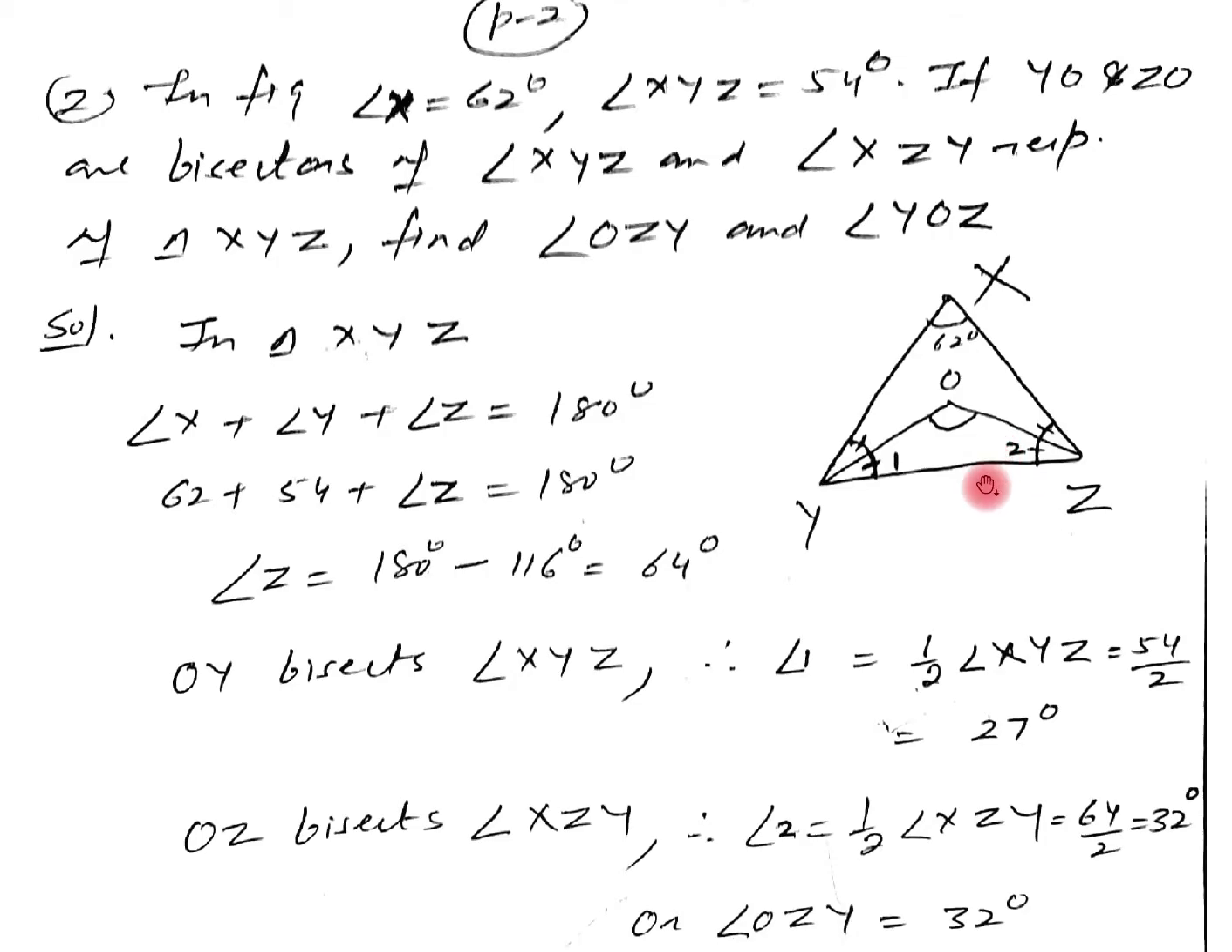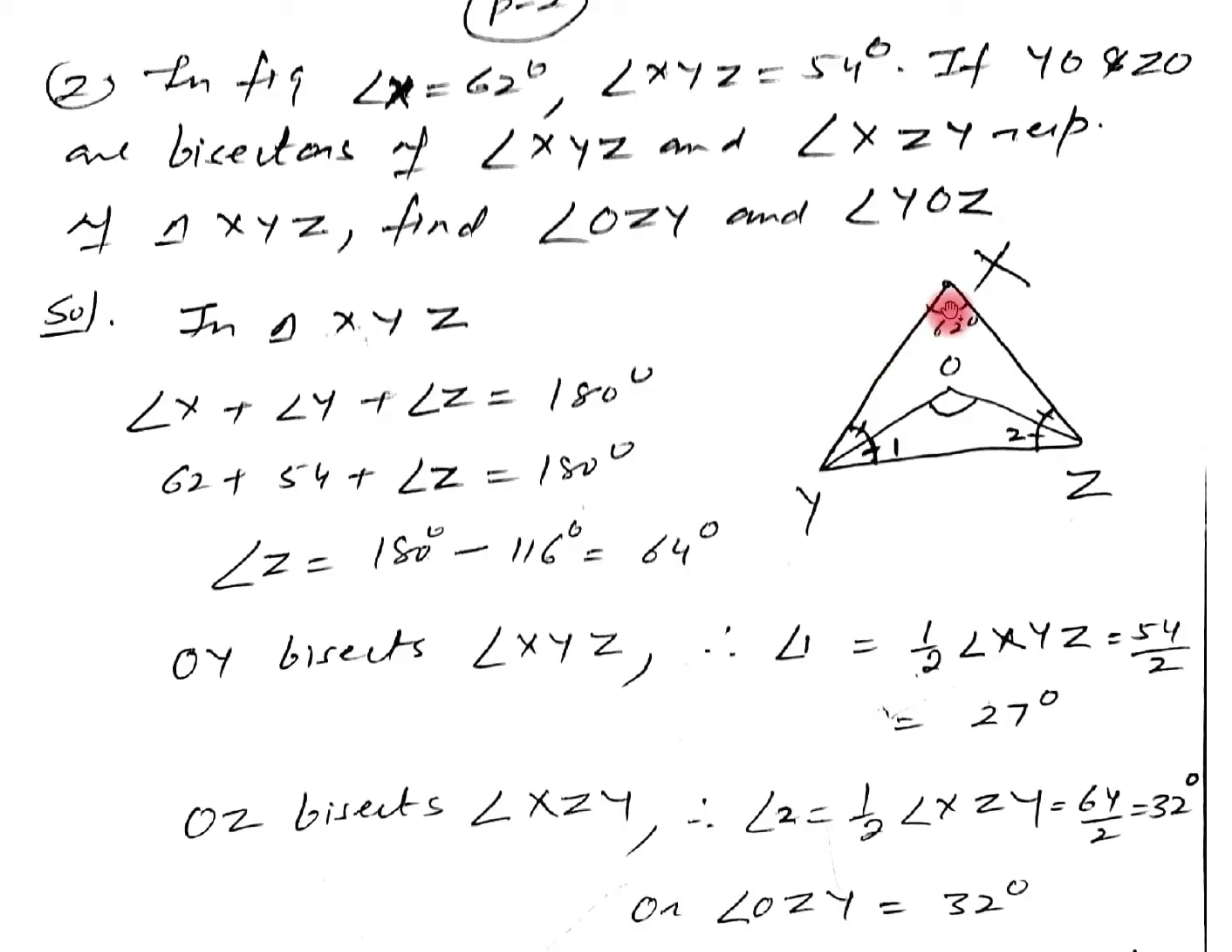This is one of the good questions of the exercise. In the triangle XYZ, angle X plus Y plus Z equals 180 degrees. Putting the values, angle X is given to be 62 degrees, angle Y is given to be 54 degrees, plus angle Z, meaning XZY, which we have to find out. So angle Z equals 180 minus 116 equals 64 degrees. Therefore angle Z, meaning angle XZY, equals 64 degrees, and this complete angle is 64 degrees.